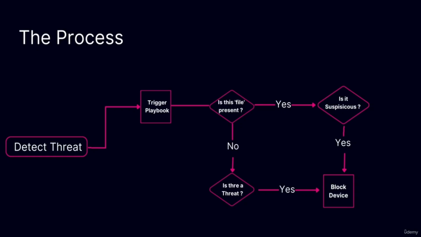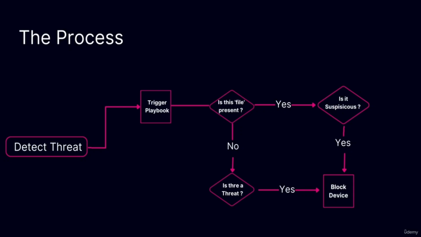So, is it suspicious? Yes, then perhaps one thing to do is to block the device that has the file so that it does not spread. Let's just say this file is actually not present, but somehow the threat was detected. Then still there will be threat detection in play, and it'll still just look for the file or whatever threat was triggered, right? And if it determines there's still a threat, then it'll take appropriate action.